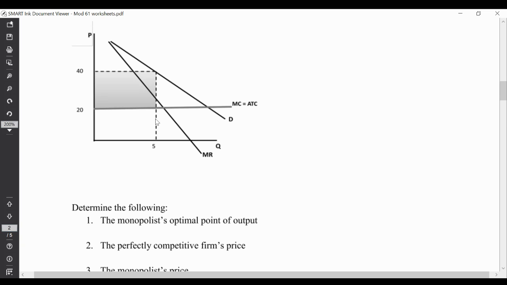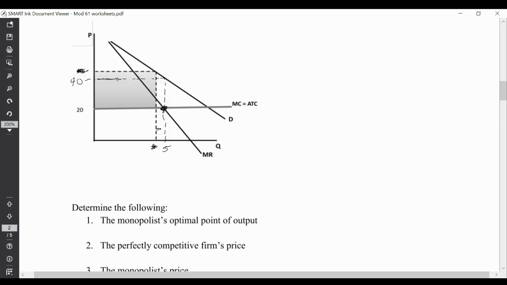So realistically, this should be over a little bit. So it should be right here, right? And we'll still call this 5, and we'll dot up here and go up here. Okay, because you want to produce where MC equals MR, which is quantity 5. We always want to produce there, and the price will be up here at 40. We'll just slide that down here.